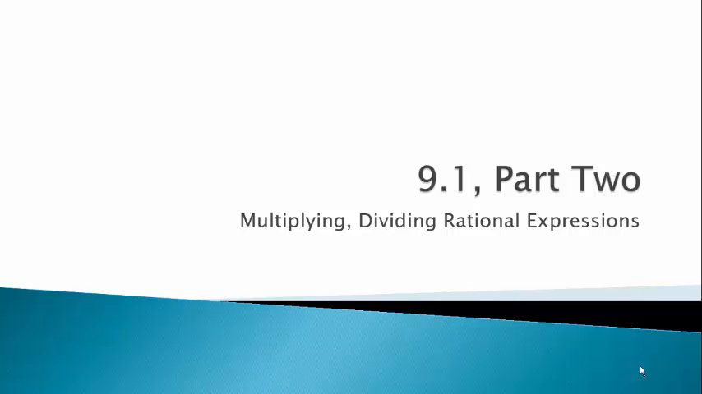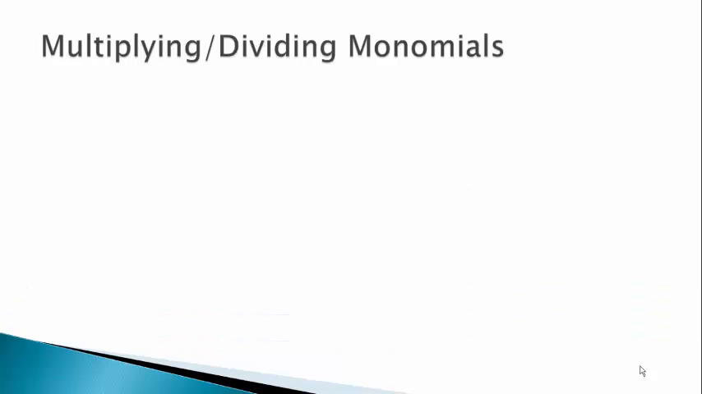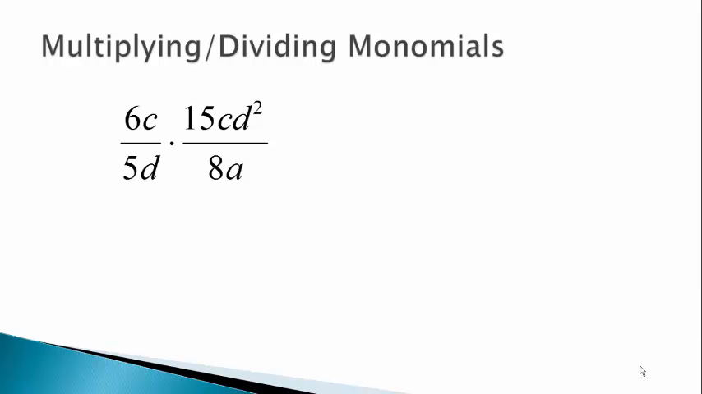They're kind of the easier of the four operations, so that's why your book starts with these, kind of an offshoot of what we just did in the first half of the section. Okay, so the first types of problems involve monomials. So we can take a look at this first example, and this is the first example that's in your note sheet. 6c over 5d times 15cd squared over 8a.